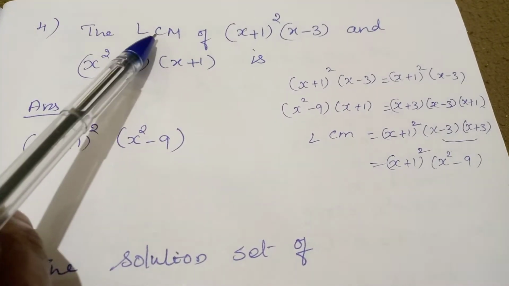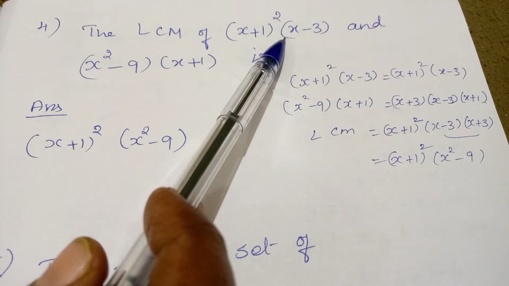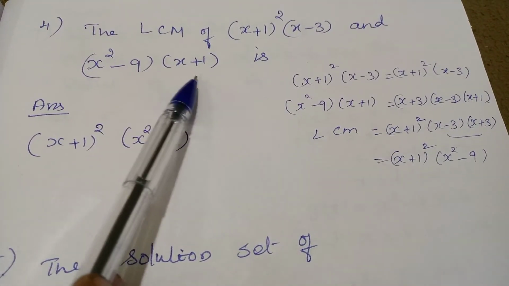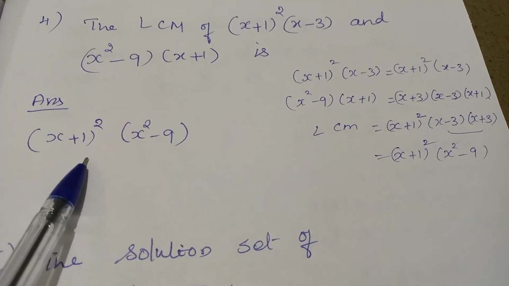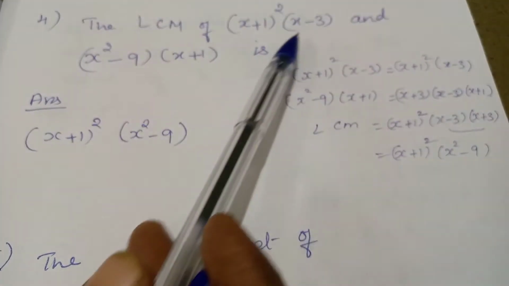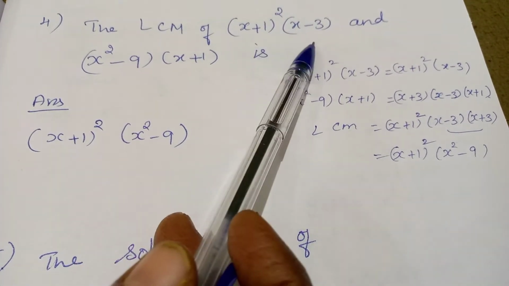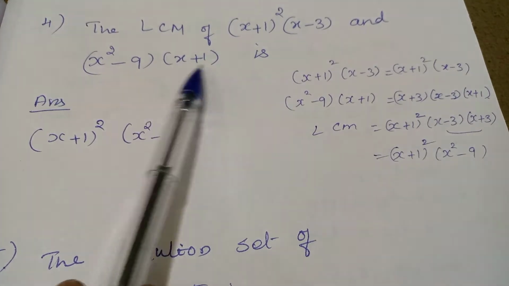Next question number 4. The LCM, the least common multiple, of x plus 1 the whole square into x minus 3 and x square minus 9 into x plus 1 is. How to find out the answer? So two expressions are there. The first one is x plus 1 the whole square into x minus 3 and the second one is x square minus 9 into x plus 1.